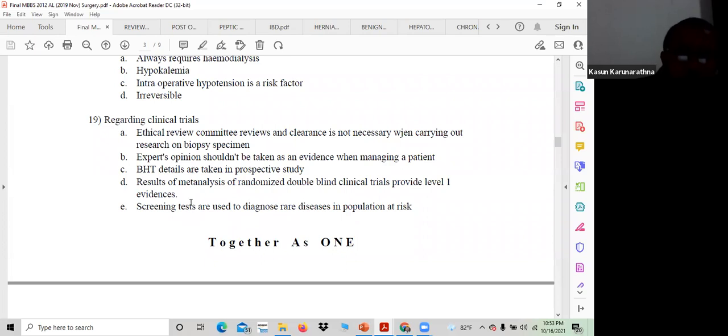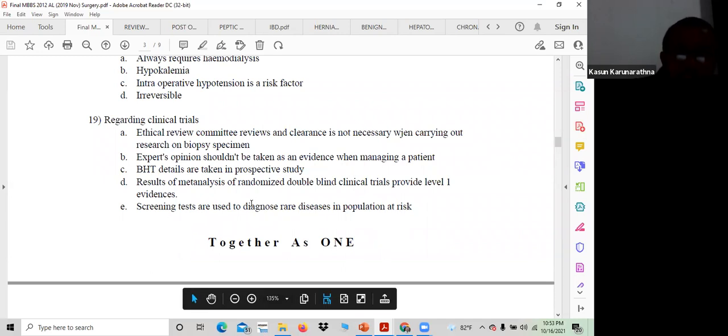Results of meta-analysis of randomized double-blinded clinical trials provide level 1 evidence. That's true, right? That's how you get level 1 evidence. Meta-analysis of randomized trials is level 1. Randomized trials give level 2 evidence.